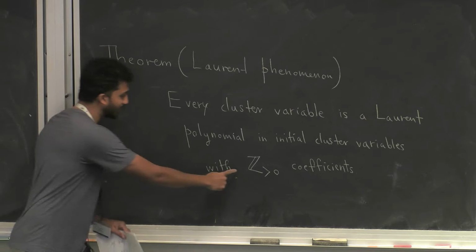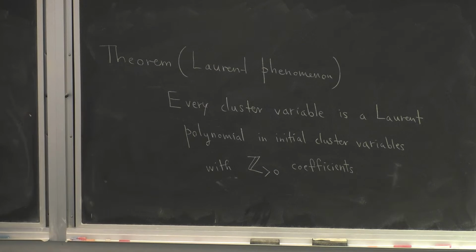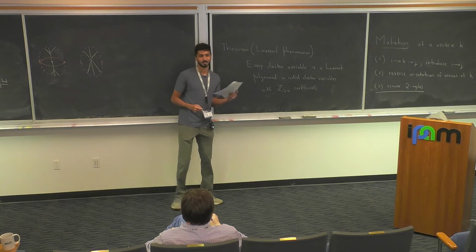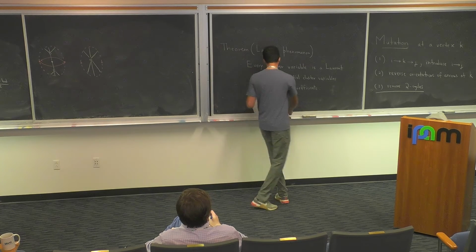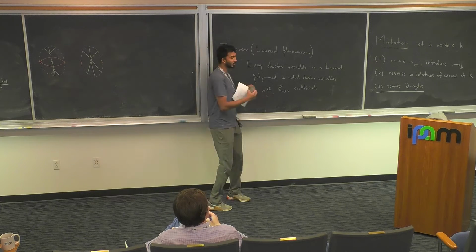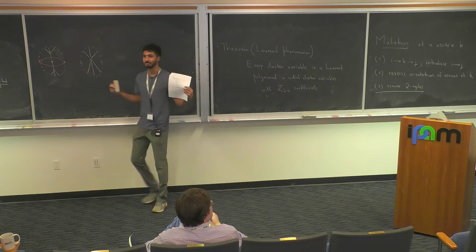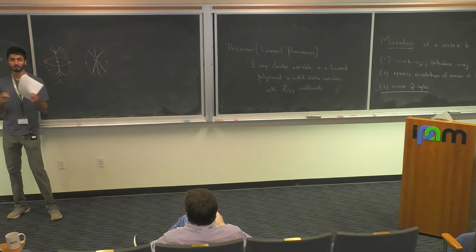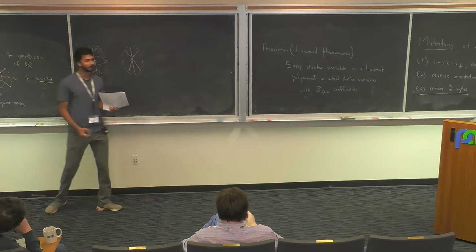And anytime you see something with positive integer coefficients, it's natural to ask, is this counting something? I'll give you an example where it's counting something that has to do with dimers. So we want to look at the big Laurent polynomial you get by doing a bunch of mutations, and ask what are the monomials that show up in this Laurent polynomial.